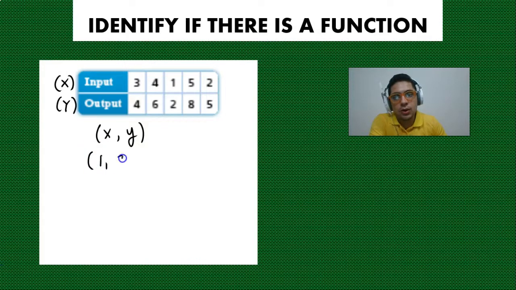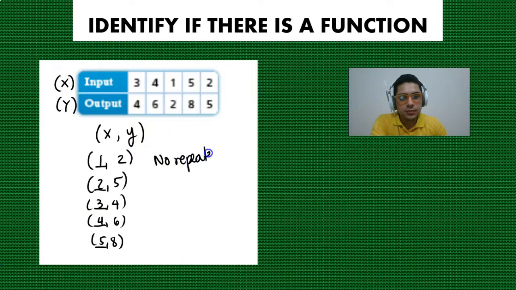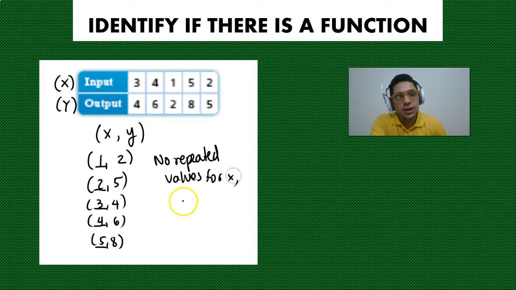They give us the points 1 comma 2, 2 comma 5, 3 comma 4, 4 comma 6, and 5 comma 8. As you can see, there are no two values for the same value of x. We just have one value of x here, one here, one here, one here, and one here. There are no repeated values of x, so we can conclude that this is a function.